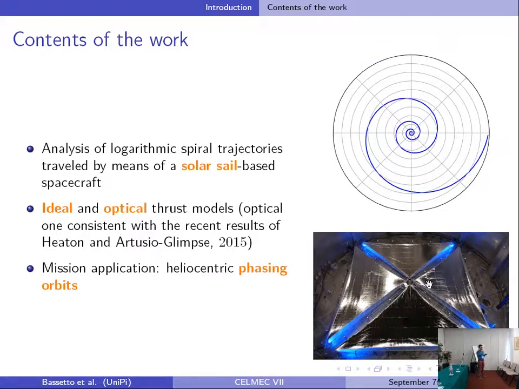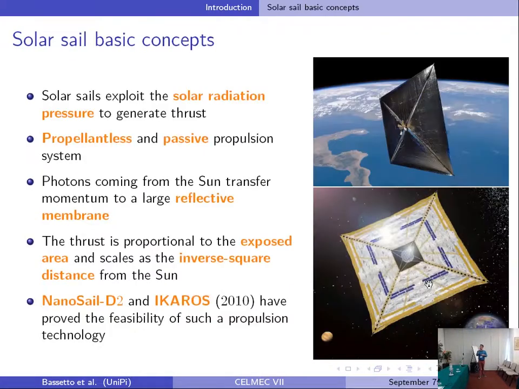Now, the aim of our work is to analyze the logarithmic spiral trajectories traveled by means of solar sails using two different thrust models, the ideal and the optical one. In particular, the optical thrust model is consistent with the recent result of Heaton and Dubill of 2015. As regards the mission application, I will describe a possible heliocentric phasing maneuver.